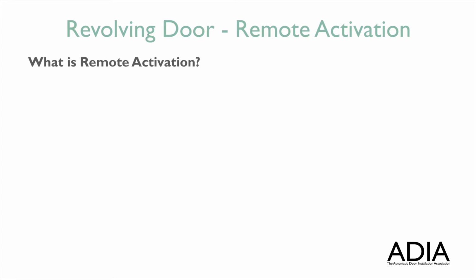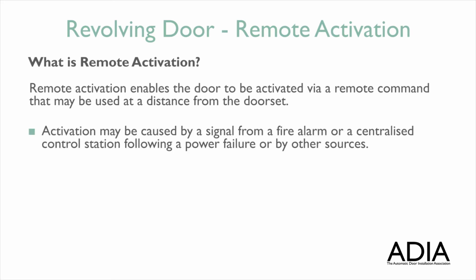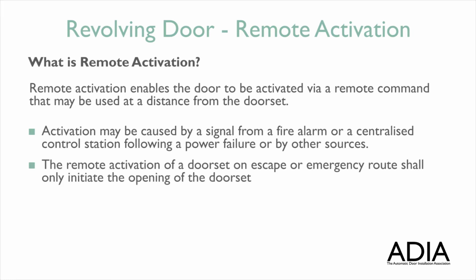What is remote activation? Remote activation enables the door to be activated via a remote command that may be used at a distance from the door set. Activation may be caused by a signal from a fire alarm or a centralized control station following a power failure, or by other sources. The remote activation of a door set on an escape or emergency route shall only initiate the opening of the door set.